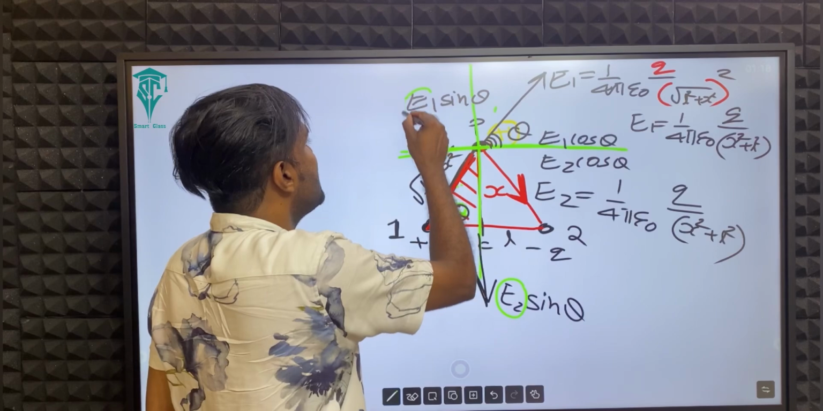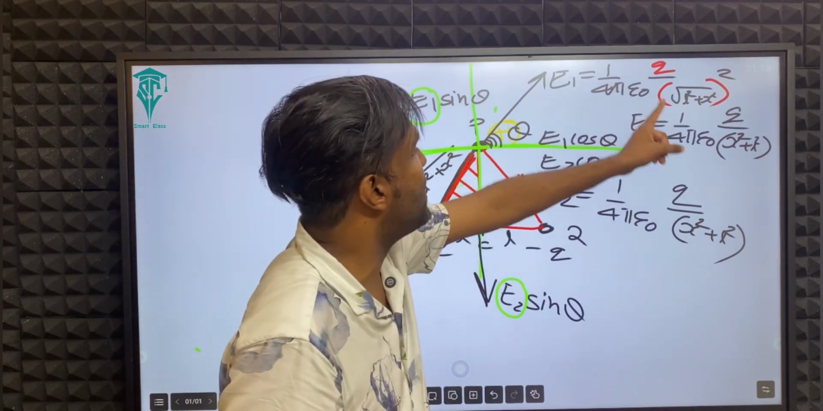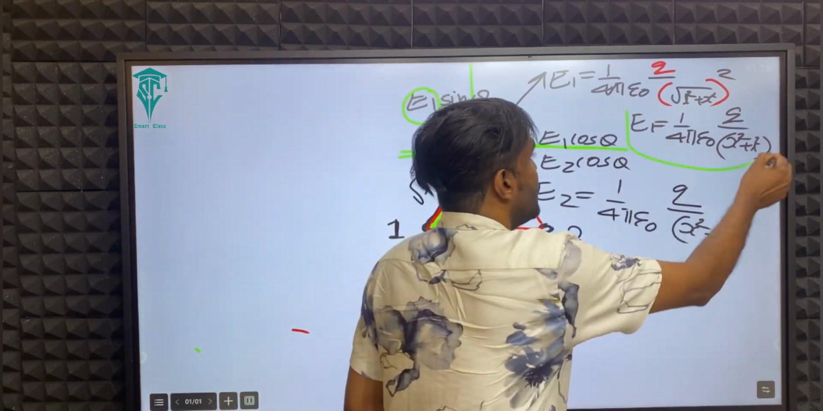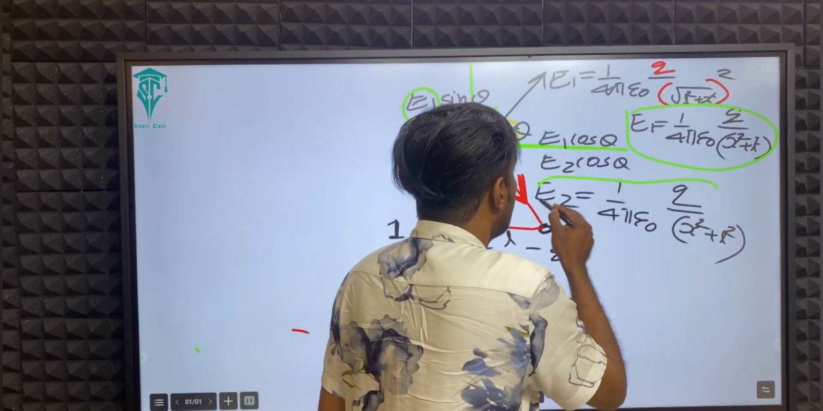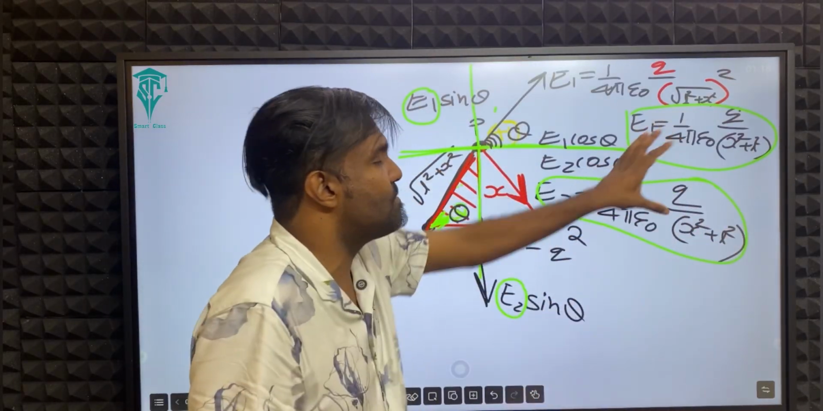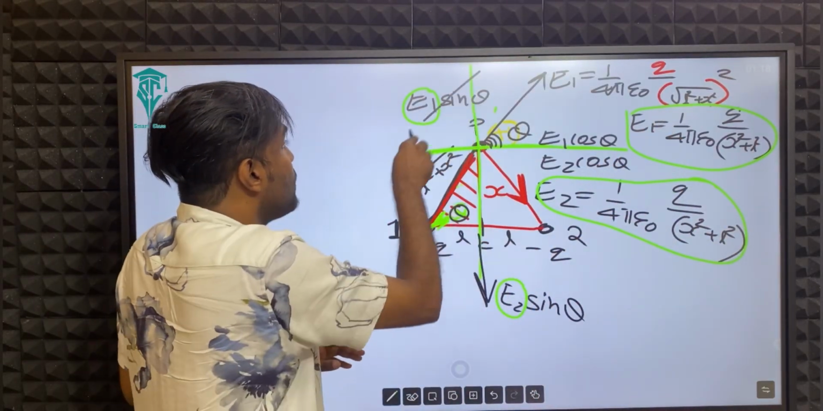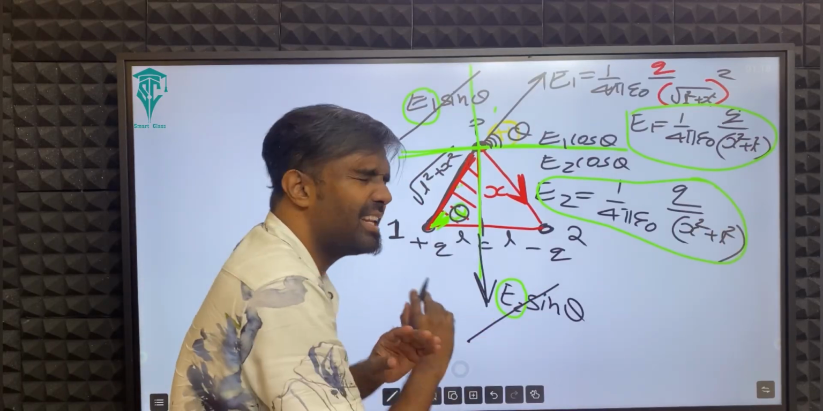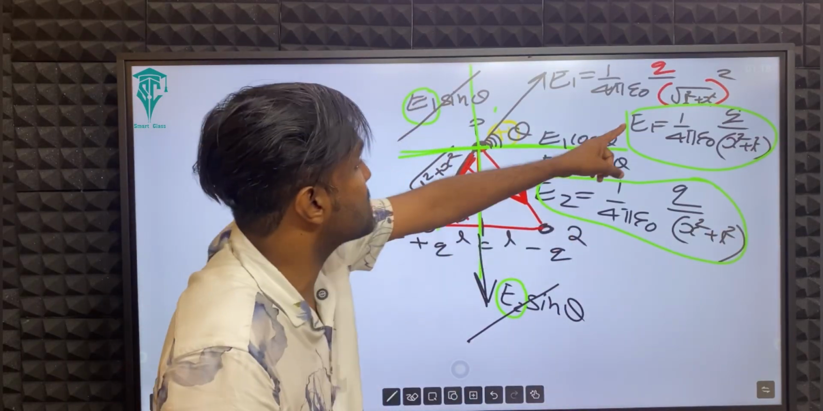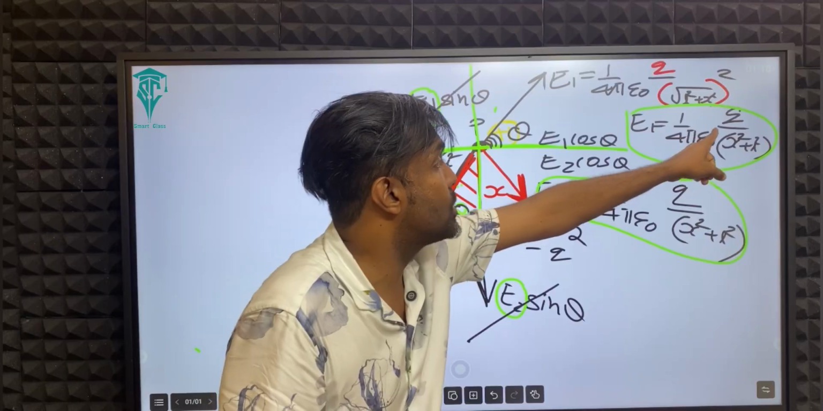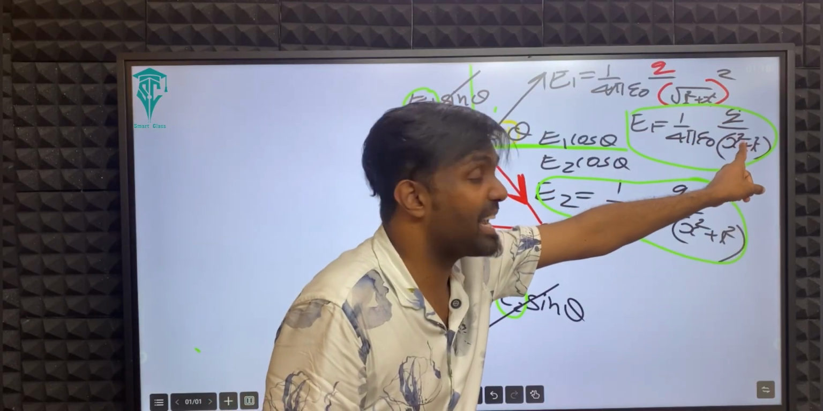Guys, please listen here. E2 and E1 have the same values. This is the value of E1, this is the value of E2. Both have the same values. So E1 sin theta and E2 sin theta will get cancelled. Why? Because E1 is 1 by 4 pi epsilon 0 Q by X square plus L square.